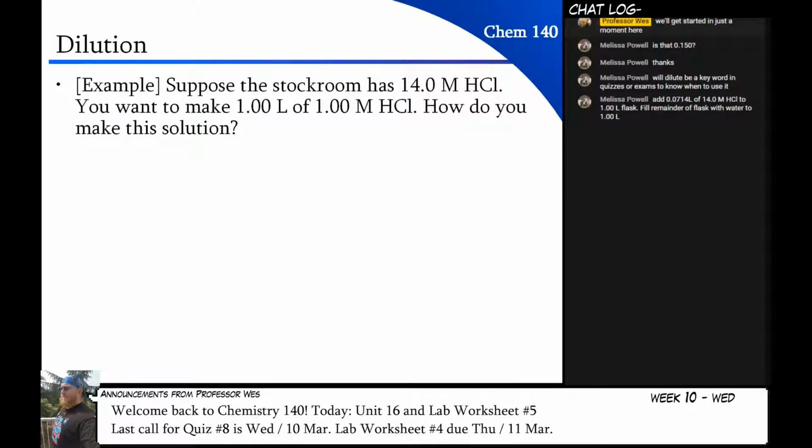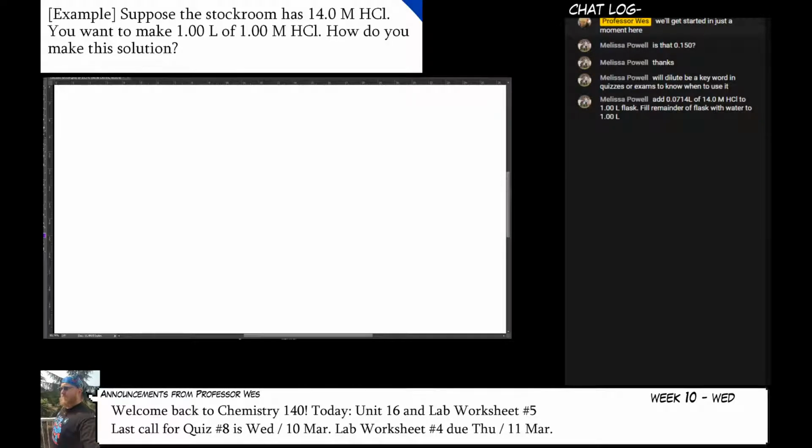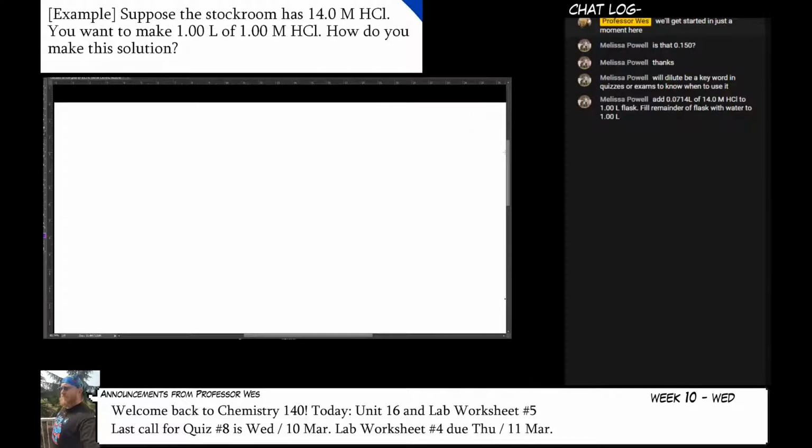All right, so let's compute the solution here. All right, so the stock solution is 14 molar HCl, so we'll write that down. I want to make 1 molar HCl, and I want 1 liter of it.